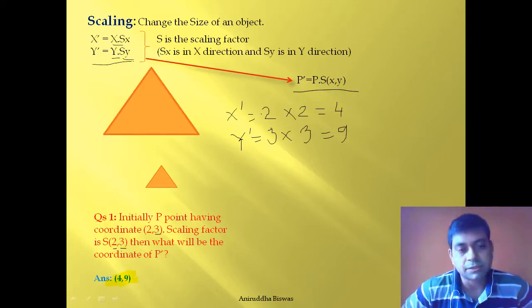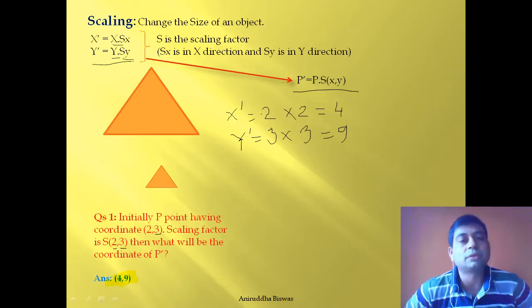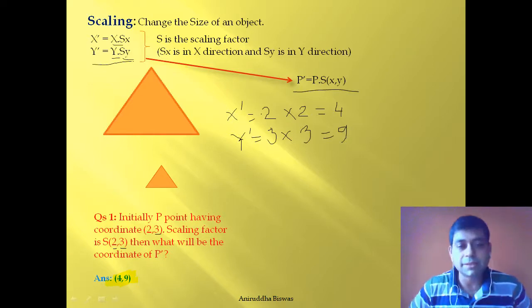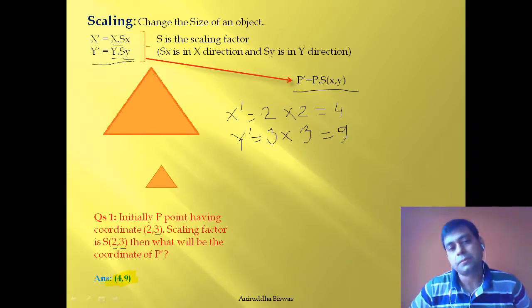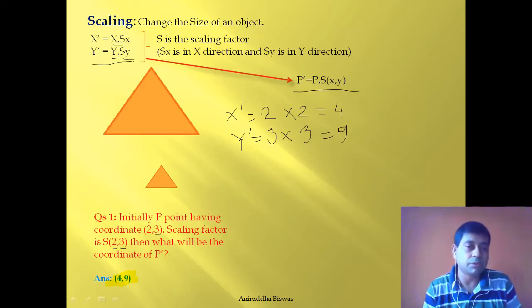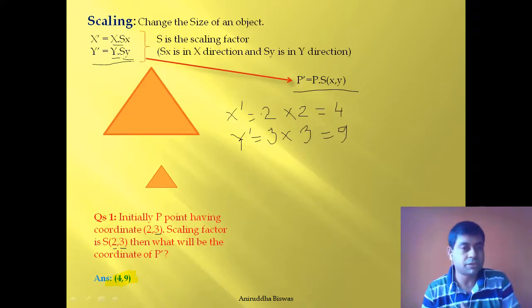That means the Sx and Sy values are greater than 1. That is why it is a positive scaling, and the size will definitely increase after scaling. So this is all about these three things: the homogeneous coordinates that we discussed at the beginning, and different types of 2D transformation. To summarize, today we learned about three types of 2D transformation. The first one is translation, the next one is rotation, and the third one is scaling.